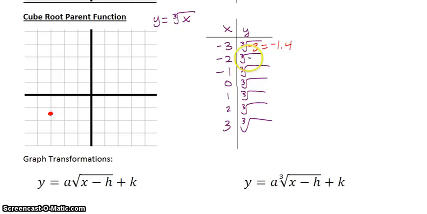And I'm going to keep going here. So cubed root of negative 2 is approximately negative 1.3. The cubed root of negative 1 is negative 1.